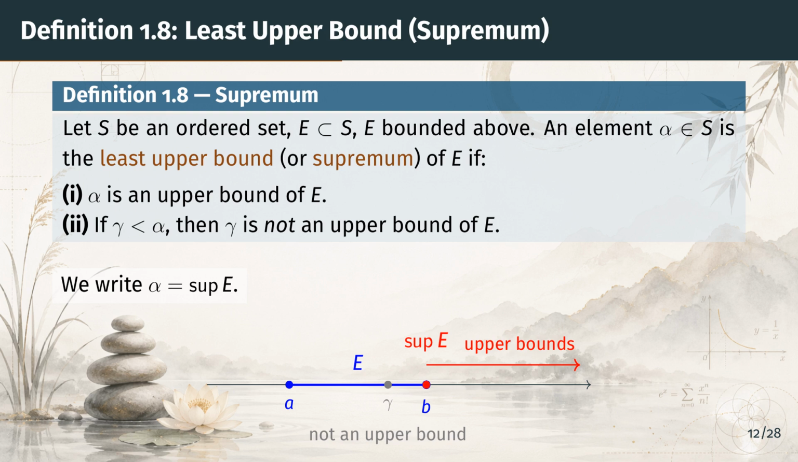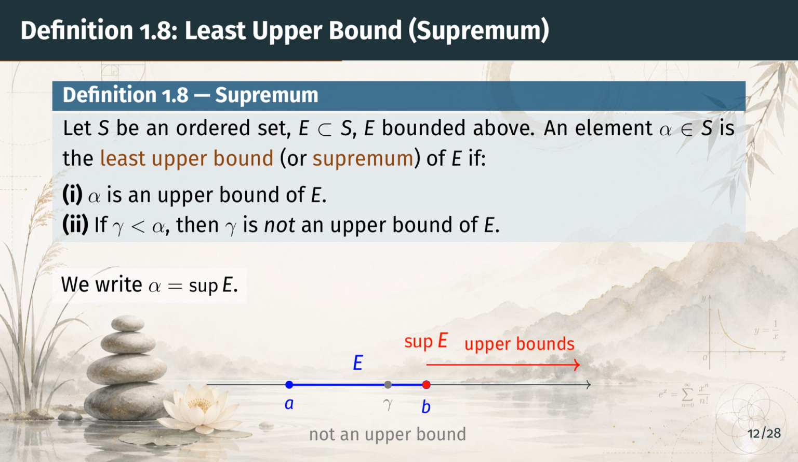The second condition says that no element strictly smaller than alpha is an upper bound of E. In other words, alpha is the smallest of all upper bounds. That's why we call it the least upper bound. We write alpha equals sup E.